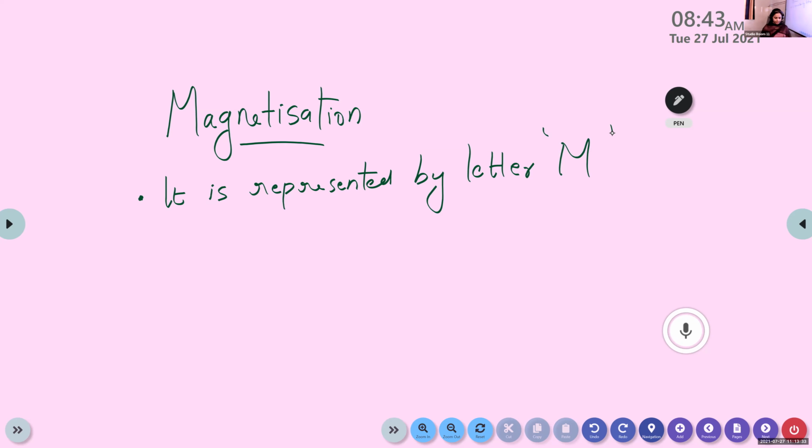So students, can you form an equation for calculating this magnetization? Yes. Ma'am, can you say once again? It is defined as the magnetic dipole moment per unit volume. Now it is more clear to you. It is defined as the magnetic dipole moment per unit volume.